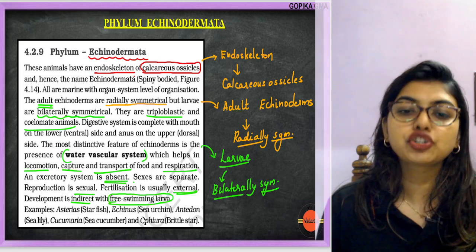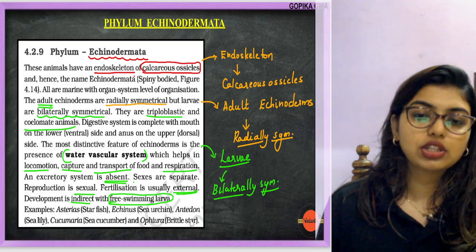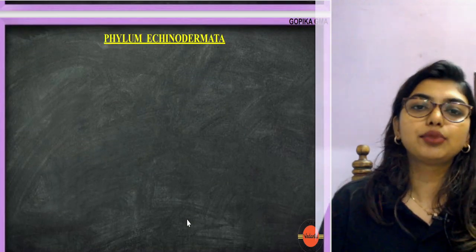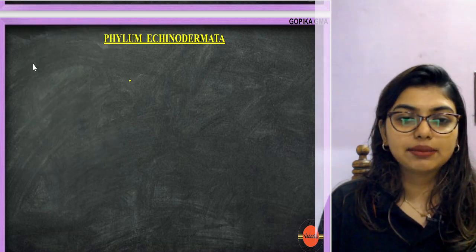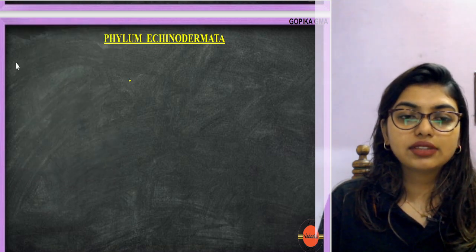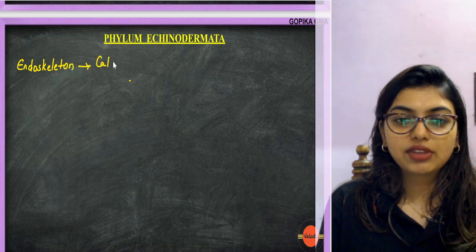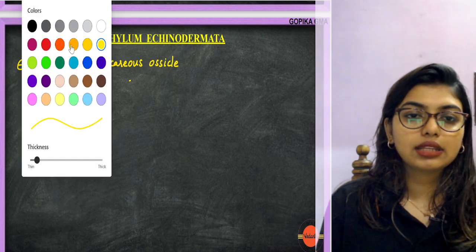Examples: you have starfish, sea urchins, sea cucumber, and brittle star. All these, brittle star, starfish and others, you would have seen at least once in your life, the beautiful structures which we studied in smaller classes with excitement. Now students, Echinodermata, what do they have? They have an endoskeleton, which is made up of calcareous ossicles.